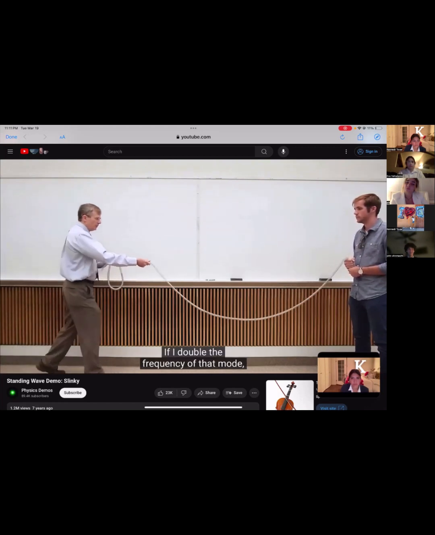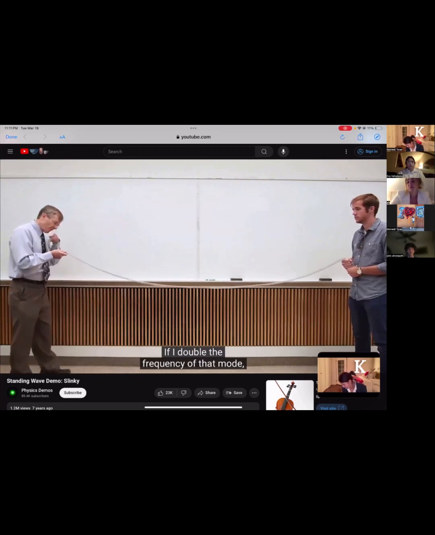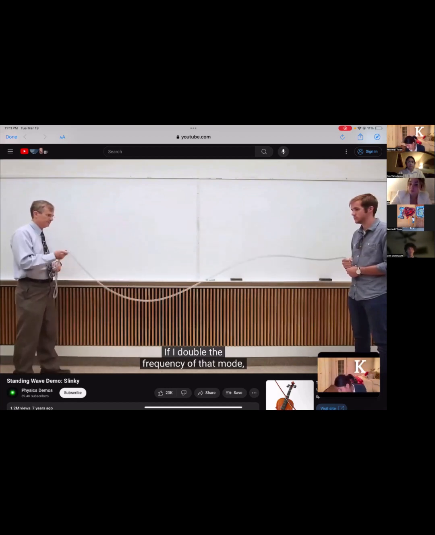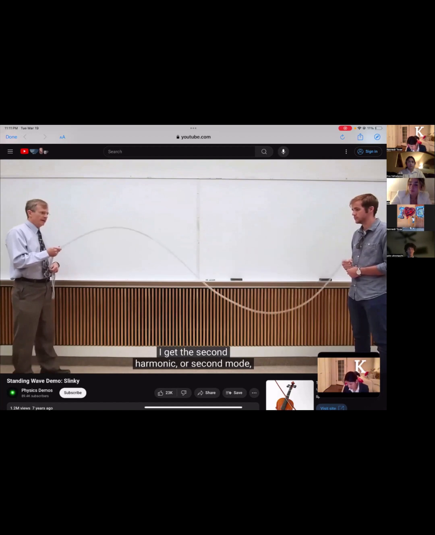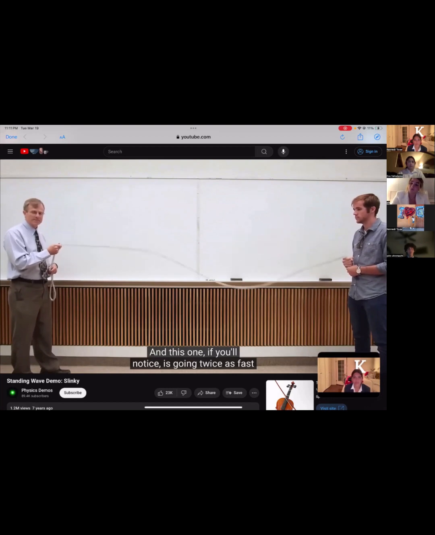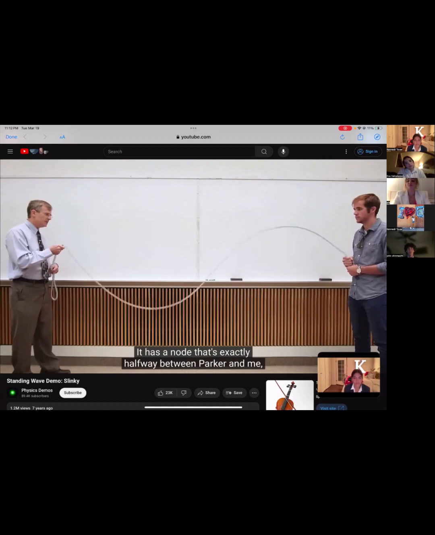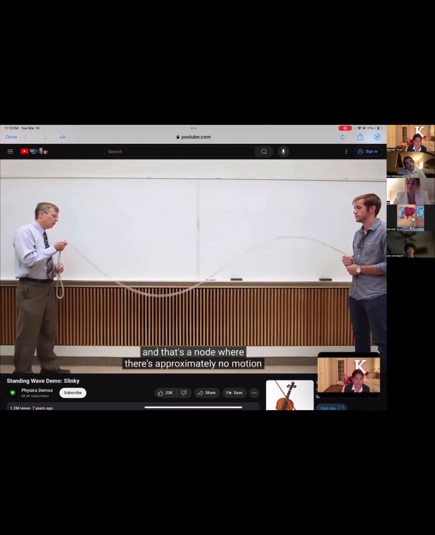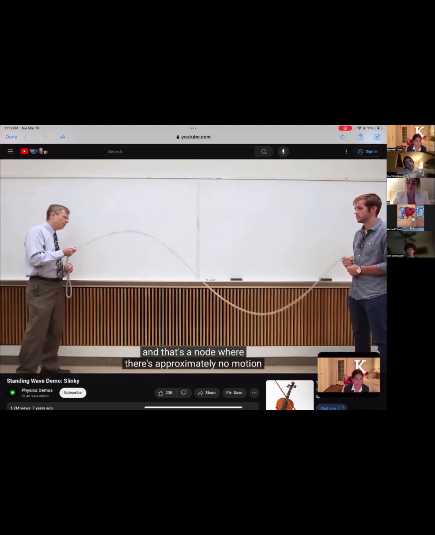If I double the frequency of that mode, I get the second harmonic, or second mode, and sometimes called the first overtone. And this one, if you'll notice, is going twice as fast as the fundamental mode. It has a node that's exactly halfway between Parker and me. And that's a node where there's approximately no motion going on.